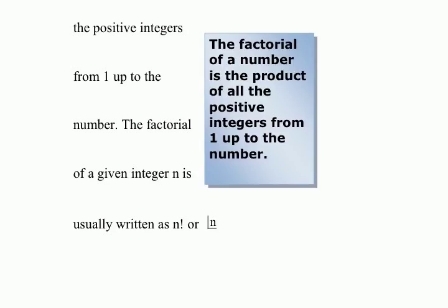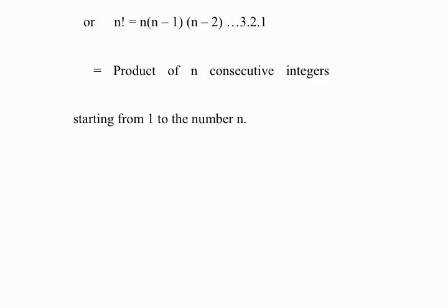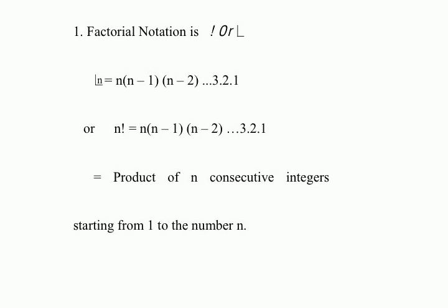Factorial is normally denoted by an n followed by an exclamation mark or a large L where n is embedded. This is just the mathematical notation for representing a factorial. So factorial of a number n simply is n into n minus 1 into n minus 2 and so on till you reach 1.